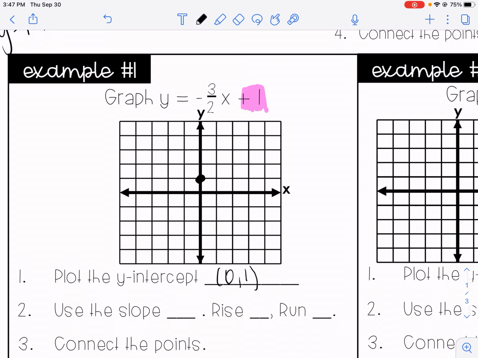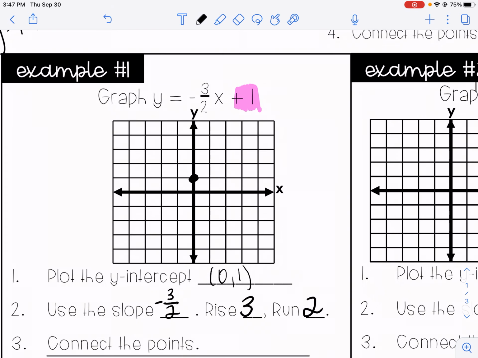Then we're going to use our slope. So our slope is negative 3 over 2. So negative 3 halves. And from the y-intercept, we're going to do our rise over run. So the rise is 3, the run is 2. But it's negative, so when I run, I need to run to the left instead of the right.